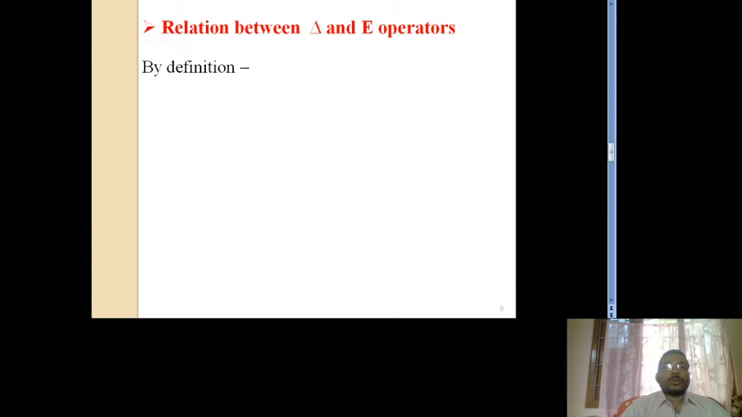So here we shall now discuss the relation between the delta and E operators. By definition, delta f of x is equal to f of x plus h minus f of x, and E f of x is equal to f of x plus h.